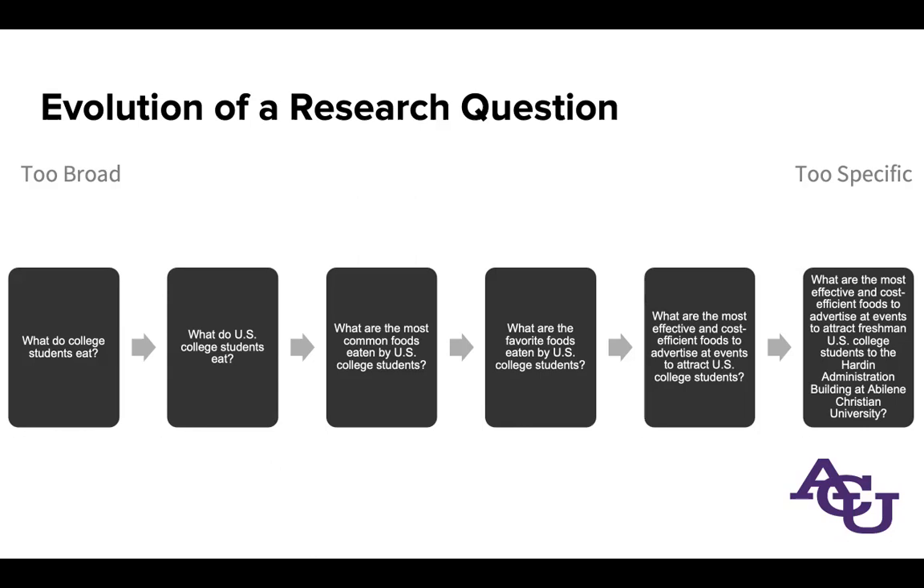And for an example of a research question that is really too specific to do a dissertation on, what are the most effective and cost-efficient foods to advertise at events to attract freshman US college students to the Hardin Administration Building at Abilene Christian University? Now, if you're an event planner for the college, you might want to know that. Will it have much applicability outside of ACU? Probably not. Is it enough to merit a doctoral dissertation? I think it's a little bit too narrow.